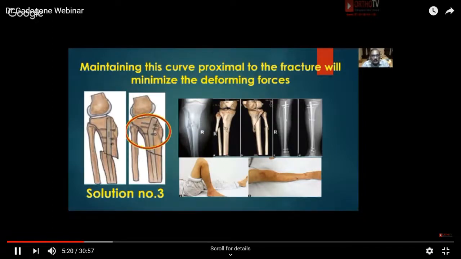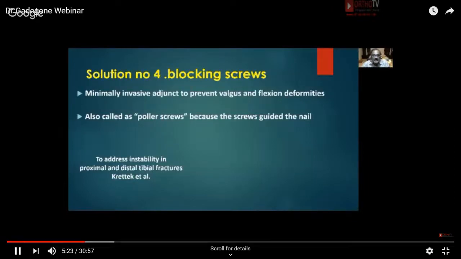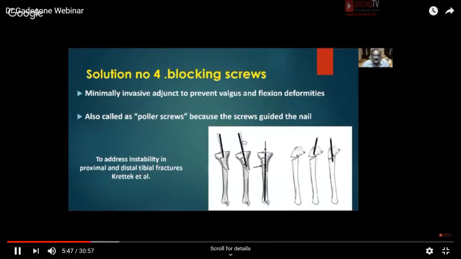Another solution to improve malalignment after passing the nail, or to guide the guide wire, is to use blocking screws. A blocking screw is a minimally invasive adjunct to prevent valgus and flexion deformities. They are also called polar screws because the screw guides the nail. To address the instability in the proximal fracture, this is well described by Krettek et al. This is a classical picture. You can see how to put the polar screws on the valgus side and on the flexion side; that will guide and correct the deformity of the proximal tibia.